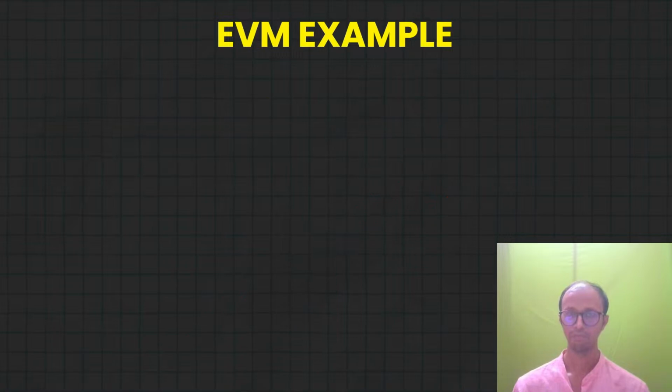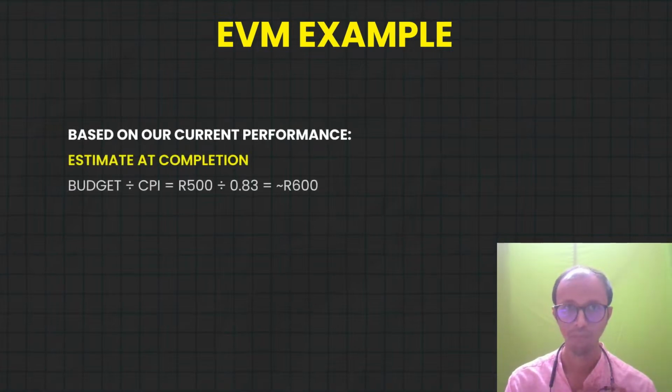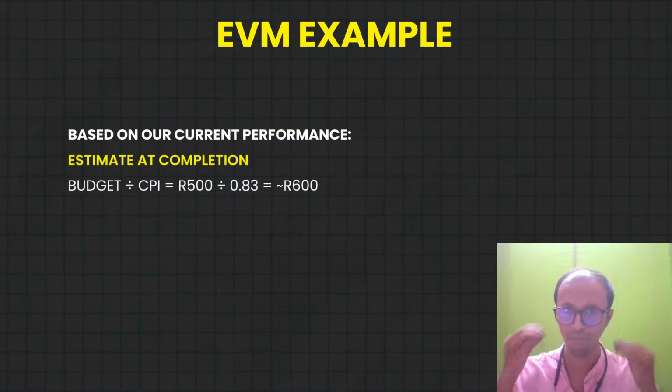So if I do a calculation with respect to how we are doing, the estimated completion is budget divided by CPI. My CPI is 0.83, and my budget was 500, so it is coming up to 600.